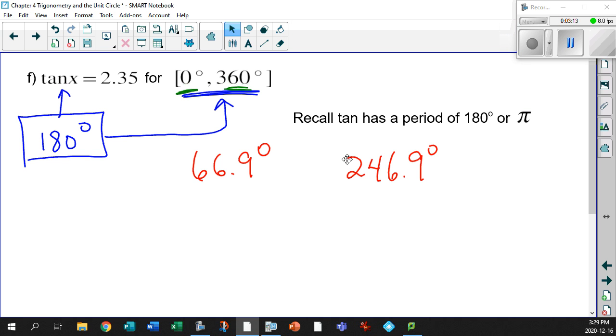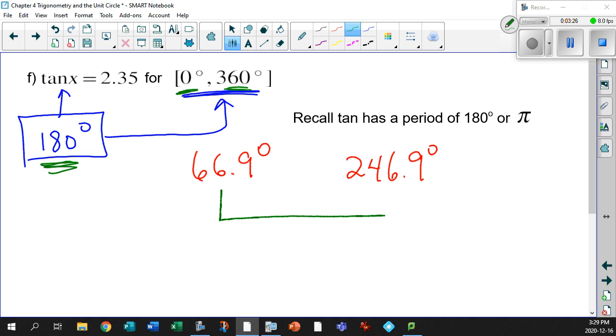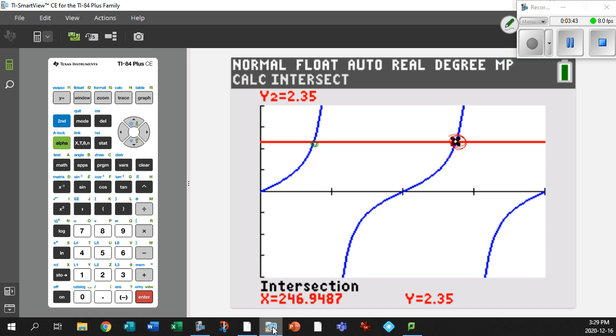I just noticed something really, really cool. This is going to be quite interesting. Think about this. I said this was 180 degrees. What would happen if I took 66.9 and added 180 degrees to it? Surprisingly enough, if you want to go put it on a calculator, go ahead and do it, but you're going to get 246.9 degrees.